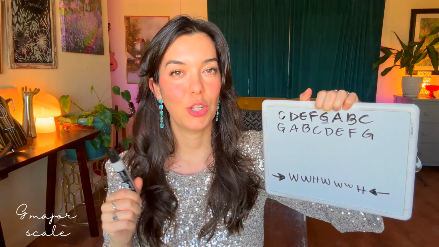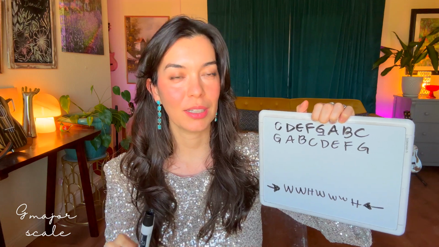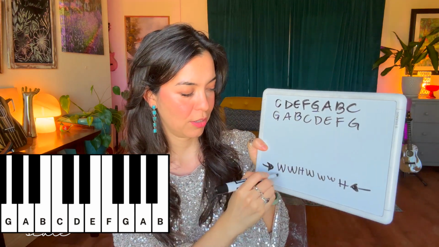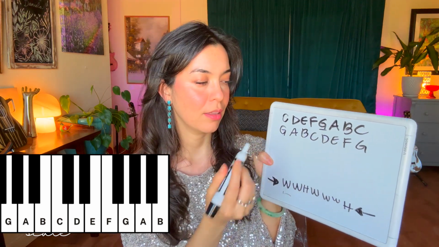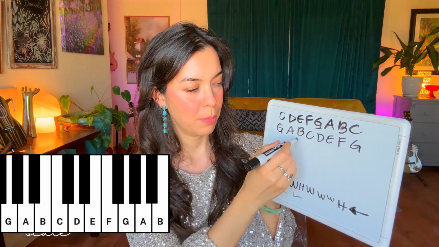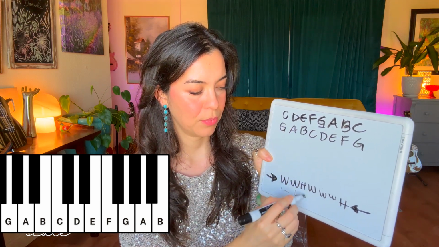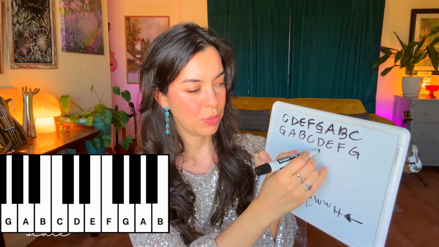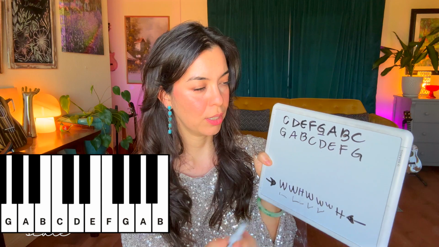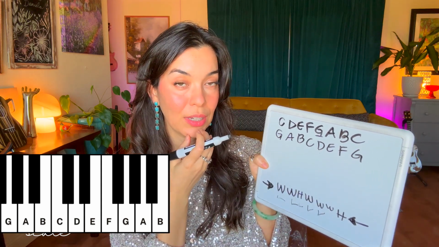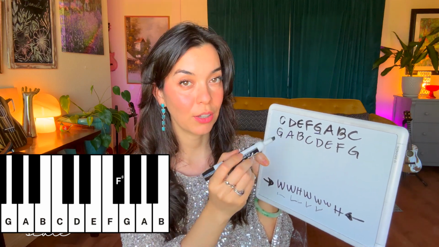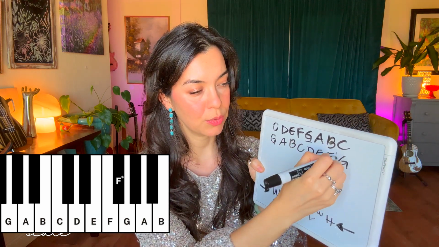But, and I'm going to need you to look at your keyboard for this part. I'm going to put one here on the screen. Between G and A, there's a whole step. Check. Between A and B, there's a whole step. Check. Between B and C, there's a half step. Check. Between C and D, there's a whole step. Check. Between D and E, there's a whole step. Check. Between E and F right now, there is not a whole step. So we need to move up another half key, turning this into an F sharp.